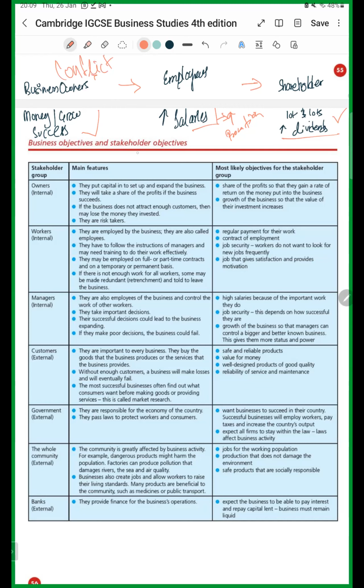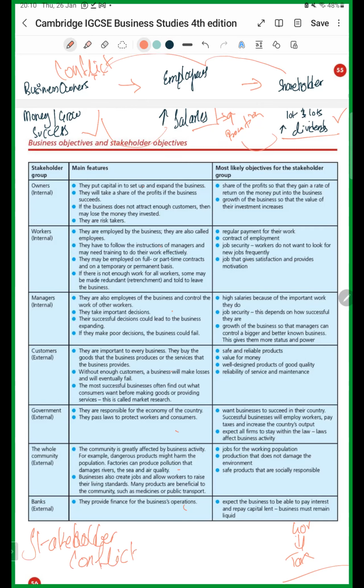Employees, owners, managers, customers, everybody wants different things. What about the government? The government wants tax. You make more money, you give us more tax, right? So over here, you can see that everybody has their own objectives and they're likely to conflict with each other. This is called a stakeholder conflict. Do you guys get it?